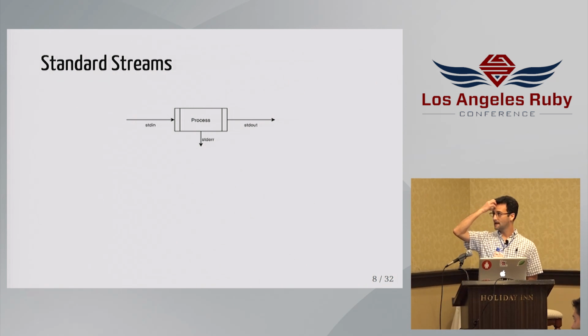So everything is a file in Unix. So either of these standard streams can be redirected. So you can have a file connected to standard in. You can have a file connected to standard out or to standard error. You can mix and match any way you want.